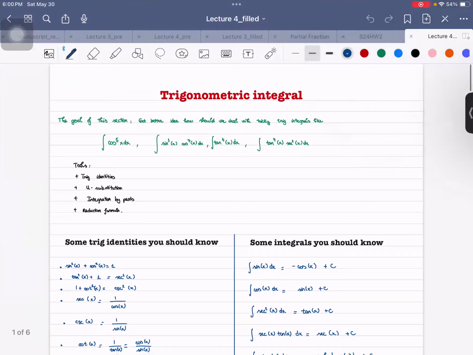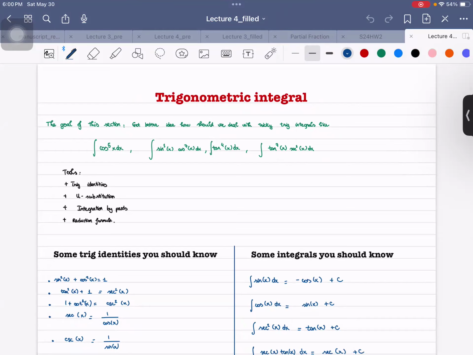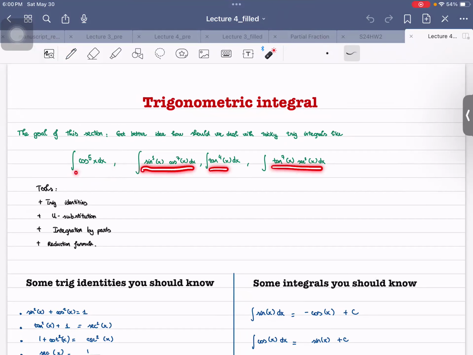Okay, so hello everyone. In this mini lecture, we will talk about how to deal with some special types of integrals, which are integrals that contain some tricky trigonometric functions. The goal of this section is for you to know how we should deal with tricky trig integrals, like for instance, the integral of cosine to the power of 5, the integral of sine cubed times cosine to the power of 7, tangent to the power of 4, etc.